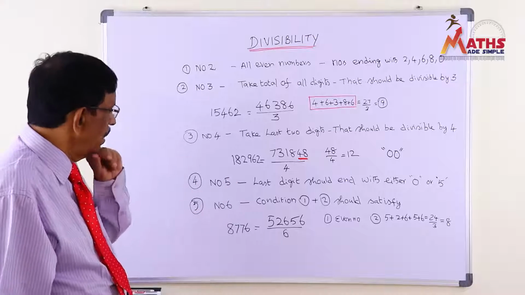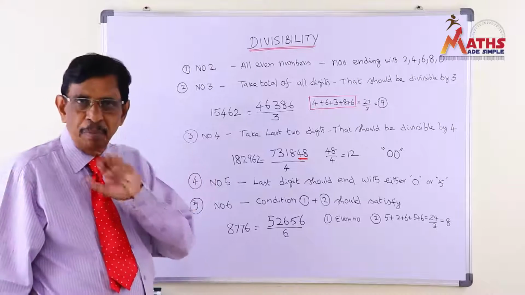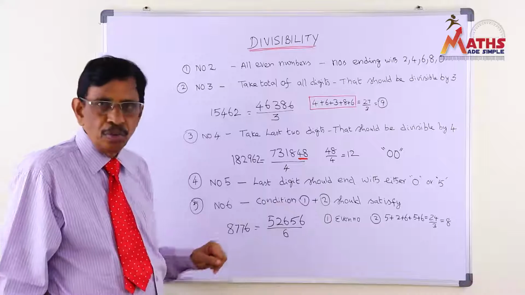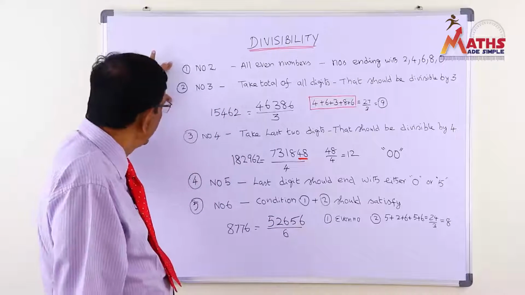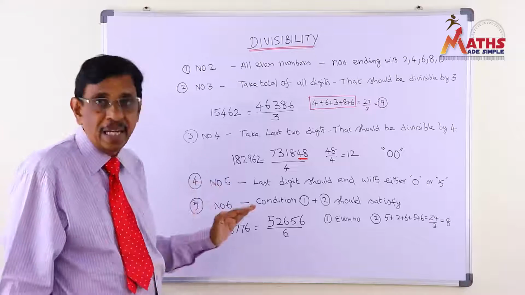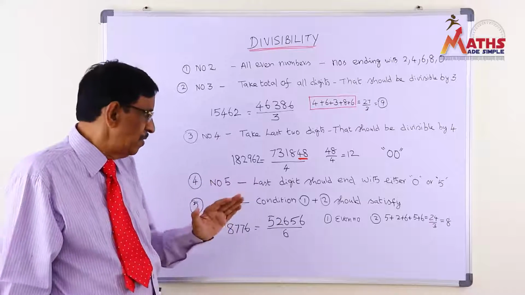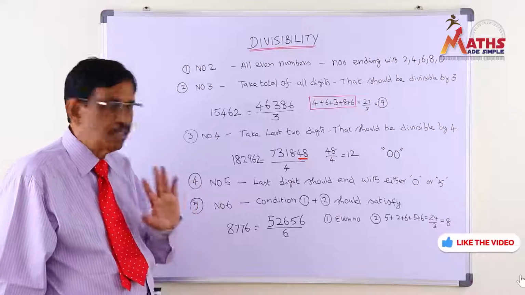What is condition 1? The number has to be an even number. What is condition 2? The total of the digits should be divisible by 3. When these two are combinedly satisfied, then the number is divisible by 6.